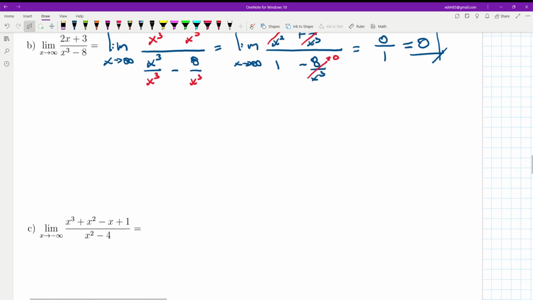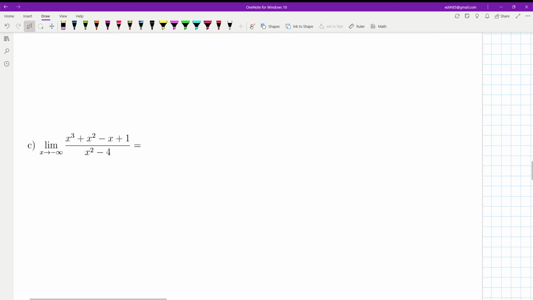Let's look at letter C. Well, we have this ugly looking polynomial in the numerator, and that is x cubed plus x squared minus x plus 1 over x squared minus 4. So we'll use the same general strategy, which is to divide every single term by the highest power that you see of x. And in this case, the highest power again is the third power.